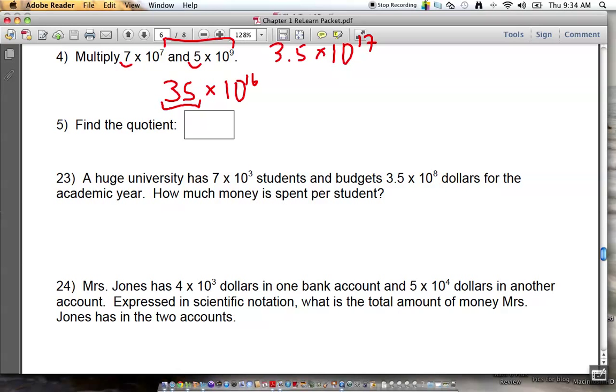You can't leave the answer like this because the number 35 is not between 1 and 10. So what I need to do is divide by 10. And if I divide here by 10, I have to multiply here by 10, which is really 1. So 35 becomes 3.5, and then 16 and 1 make 17. 3.5 times 10 to the 17th is the correct answer. Now, that's a question that we have to learn how to get right.